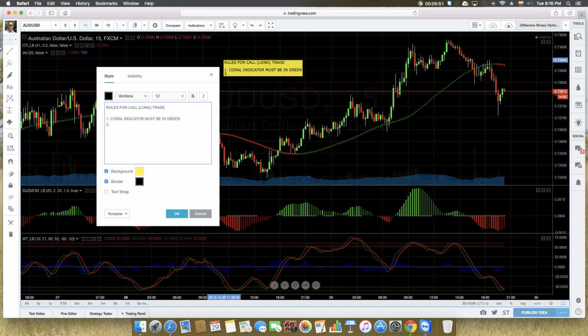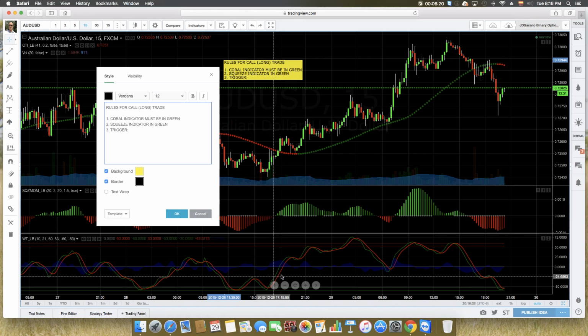Second rule: you need to have the squeeze indicator in green. You want to have that in green. The last thing, which is going to be the trigger, is the wave trend oscillator: the green line must cross the red line.